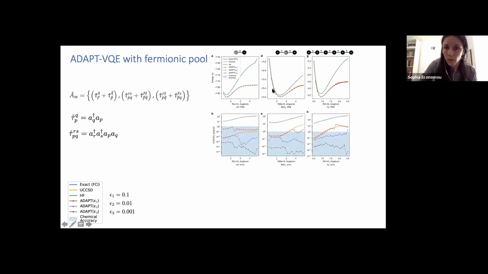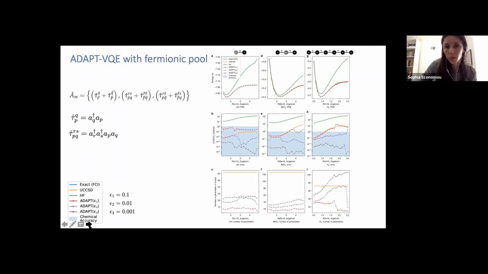So because here all the curves kind of fall into each other, we look at the error on a logarithmic scale, and the UCCSD is the orange curve. And you see that other than the first, the roughest version of ADAPT, the other two do much better. Now I can also ask at what cost is that done, meaning how many optimization parameters do I have?